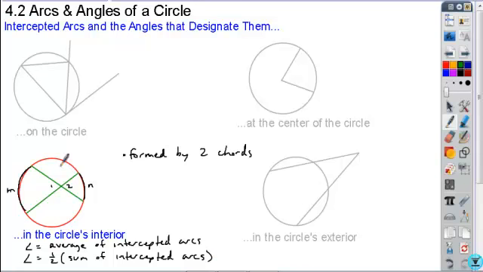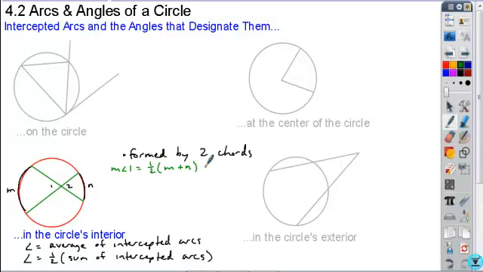So if we think of this as an equation, we get angle 1 is equal to the average, so 1/2 the sum of m plus n. And it doesn't matter whether you're finding angle 1 or angle 2 because they're the same, right? They're a vertical angle pair, so they are equal to each other. So there is another way that you can think of this.